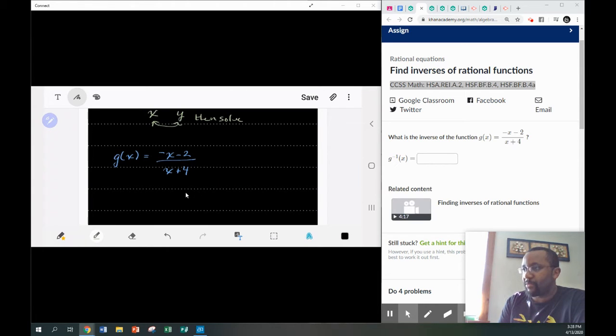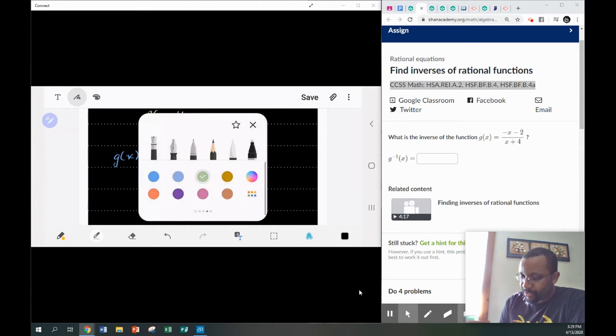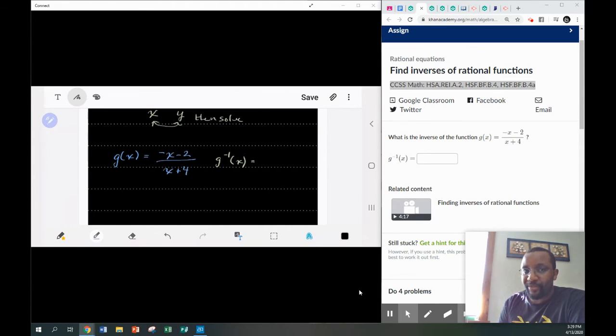So, for example, this one, if I want to find the inverse, they would call that g of x inverse. So what we're going to have to do is switch these x's and y's around. Now I know you don't see a y here, but what you need to do is think of this g of x as your y. So you're going to say y equals negative x minus 2 over x plus 4.